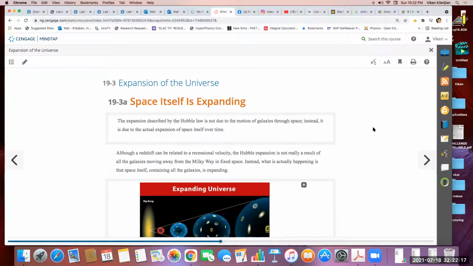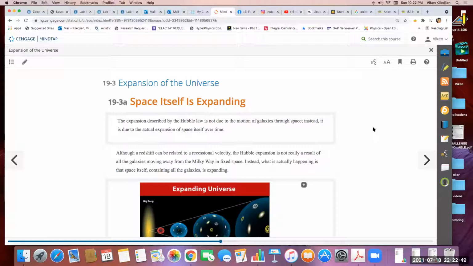The expansion described by the Hubble law is not due to the motion of galaxies through space. Instead, it is due to the actual expansion of space itself over time. This is kind of weird because we also know that galaxies move through space. Some of them move towards us, some of them move away from us, right? But space itself is also expanding, so it's causing more of them to move away from us than towards us.